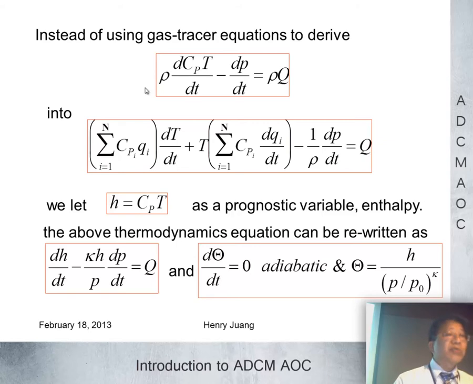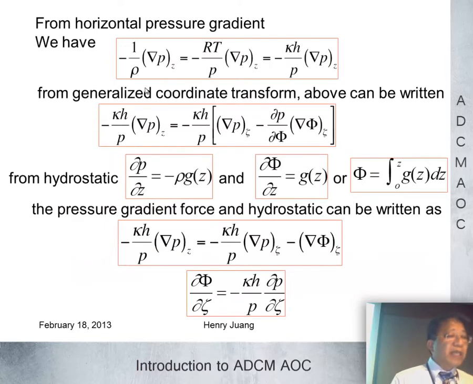When Q equals 0, you can just manipulate it to get d theta dt equals 0 in the adiabatic case, which should be potential entropy. So all this will be considered in the modeling. And after that, your temperature is not your thermodynamic variable anymore.